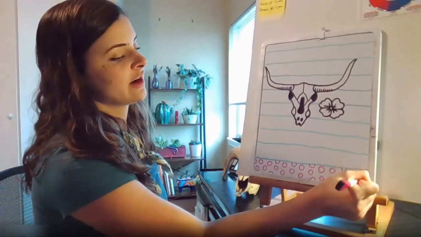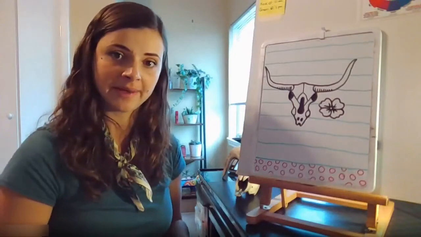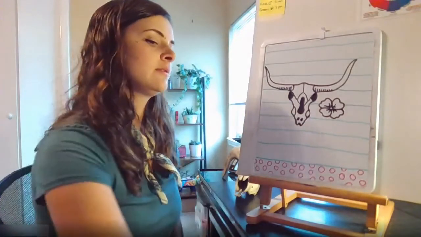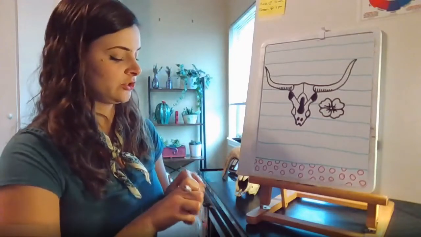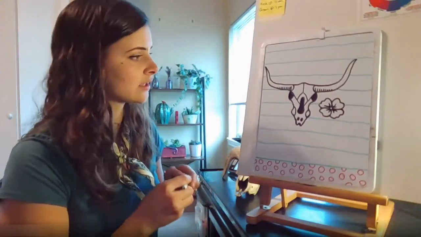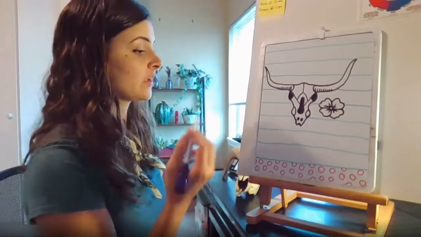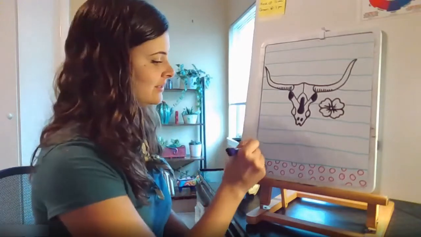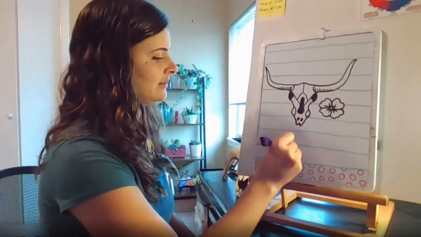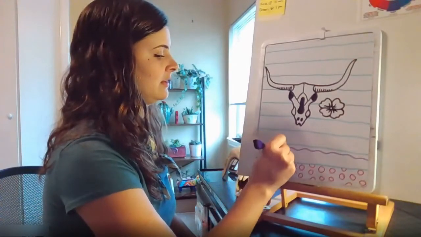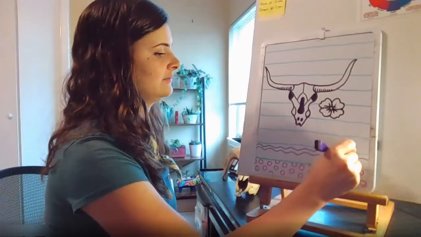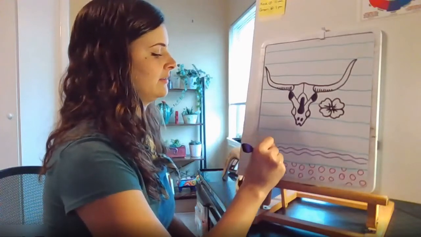I want you guys to try to use different colors for the background. So you could do colored pencils, you can do gel pens, markers, crayons. I'm using my dry erase markers. I'm going to do a wavy line now for my next row. And I'm repeating that wavy line again for my pattern.